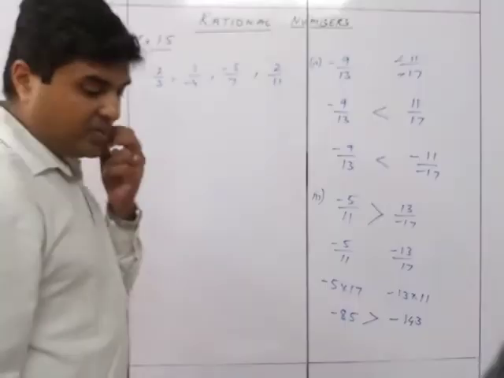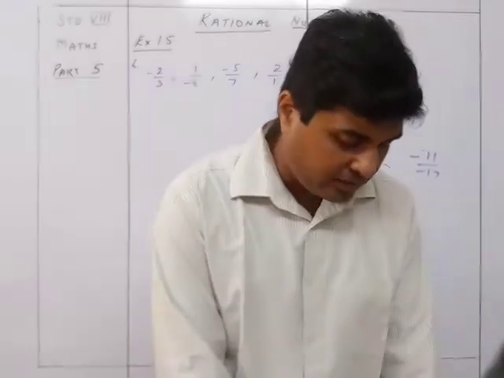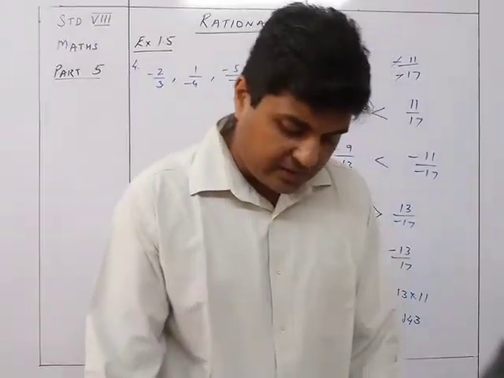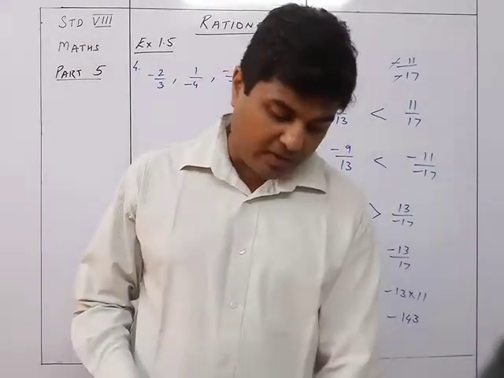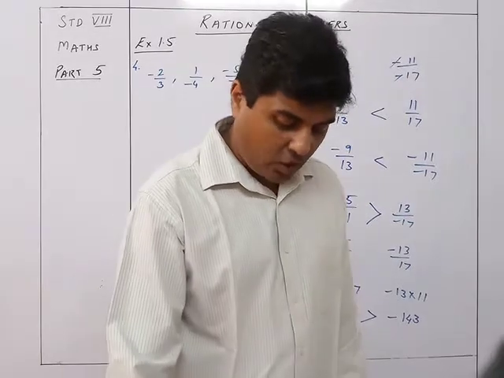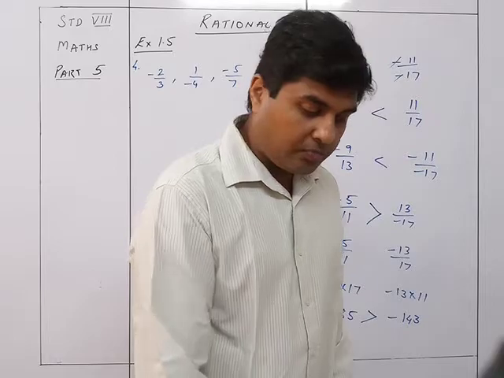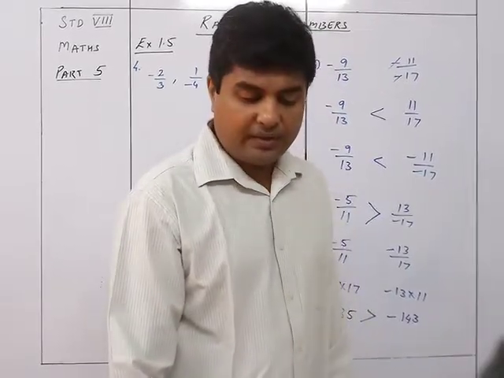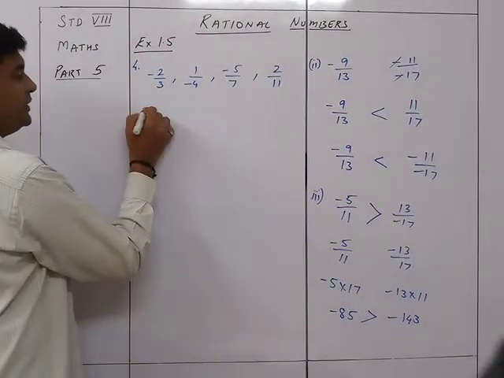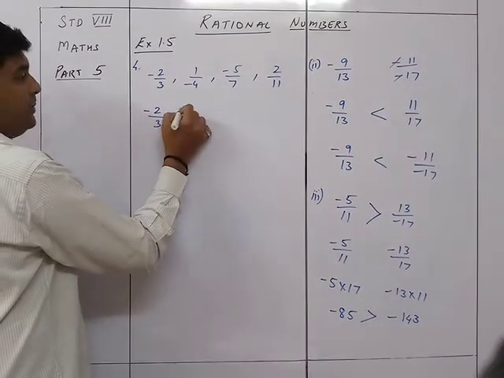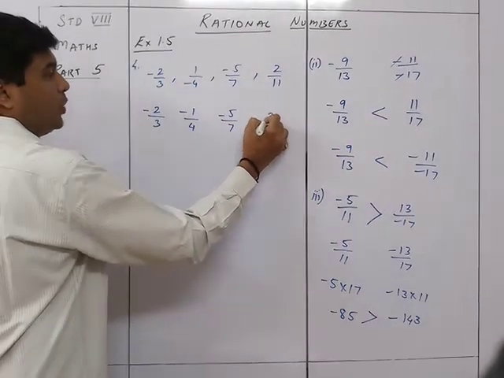Now in this case, whenever we are finding the ascending and descending order, it will always be easier if I make all these numbers with the same denominator. Only then will it be easier for me to compare them. So what we'll do is find the LCM of these 4 denominators. The numbers are minus 2 upon 3, minus 1 upon 4, minus 5 upon 7 and 2 upon 11.